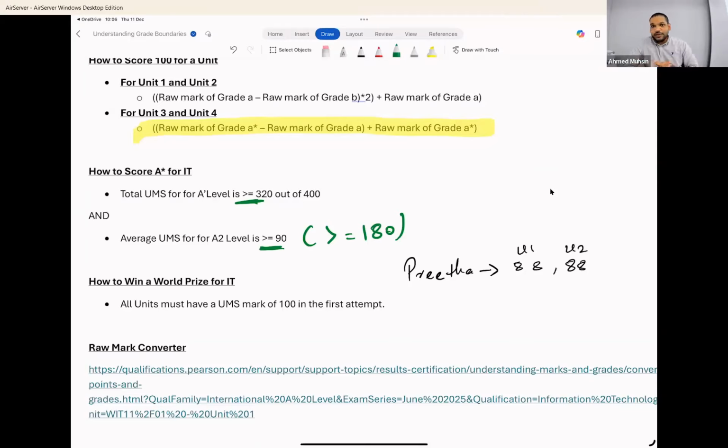Everybody okay with this? Now we will take you as an example today. So, for Unit 3, how much out of 100? 88. For Unit 4? 86. So how much is that? 88 plus 86 is 174. 180 minus 174, no? You said how much?